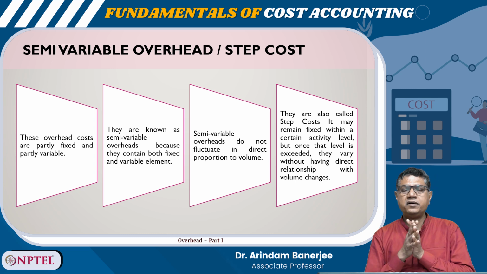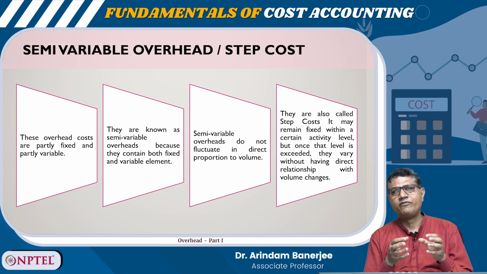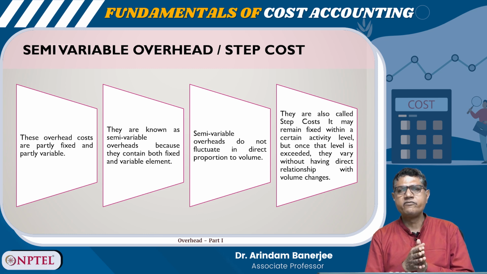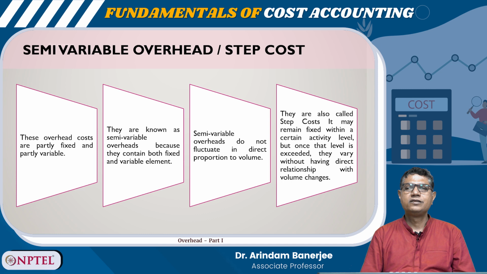If I mix the fixed overhead and the variable overhead in proportion, what comes out is the semi-variable. Semi-variable overheads are those which change with the level of activity or level of production, but not proportionately, right? It is partly fixed and partly variable. They are known as semi-variable overheads because they contain both fixed and variable elements. Semi-variable overheads do not fluctuate in direct proportion to volume. They are also called step costs.